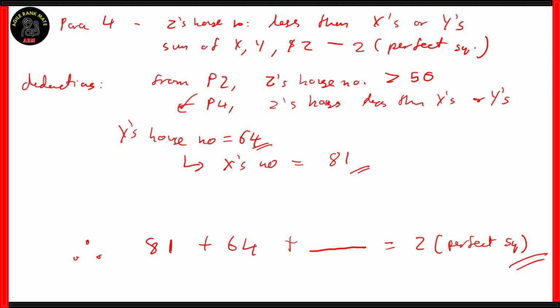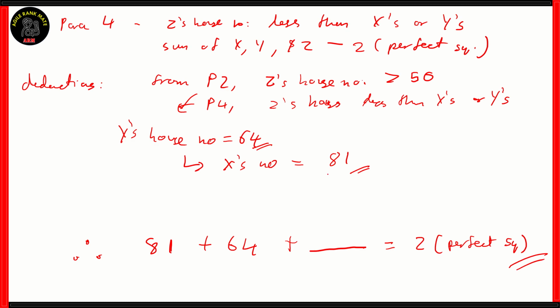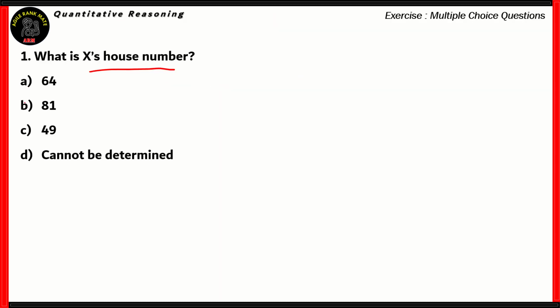Now, as you can see, we haven't got everything, but we do have enough clues and enough deductions to move on to our questions. So, first question, x's house number. As you can see, x's house number is 81. That was one of the 2 options given for it. So option B is the right option. 81 is the correct house number.